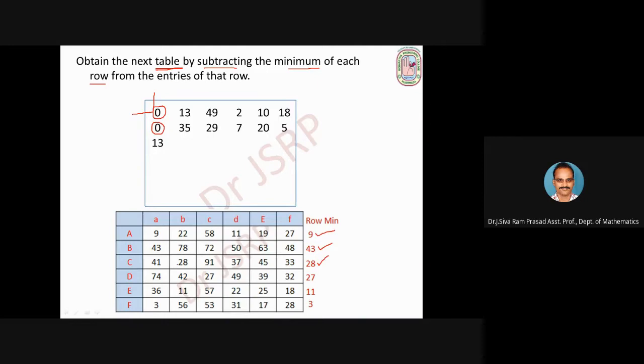Next, subtract 28 from third row. So 41 minus 28, 13. 28 minus 28, 0. 91 minus 28, 63. So fill the remaining places. Next, subtract 27 from fourth row. So 74 minus 27, 47. 42 minus 27, 15. 27 minus 27, 0. Fill the remaining places.